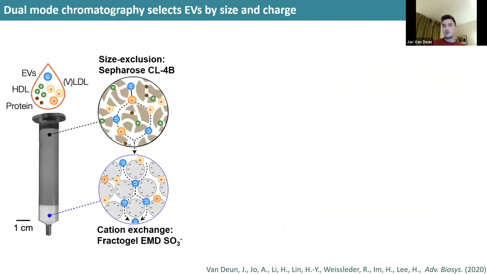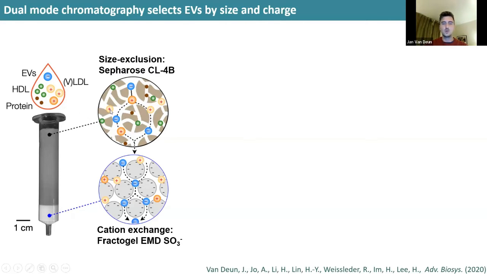All right, so this was then for the sort of artificial mixtures, but we also wanted to test it in real world samples. And there we made EV preparations using size exclusion chromatography, but also with another chromatography-based method, which is capable of extracting or removing a bit more of these lipoproteins, which is dual mode chromatography. So this is published a few years ago.